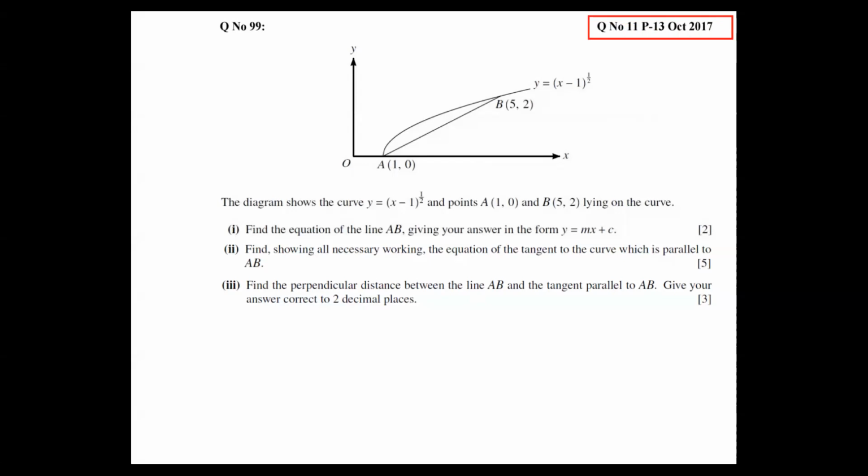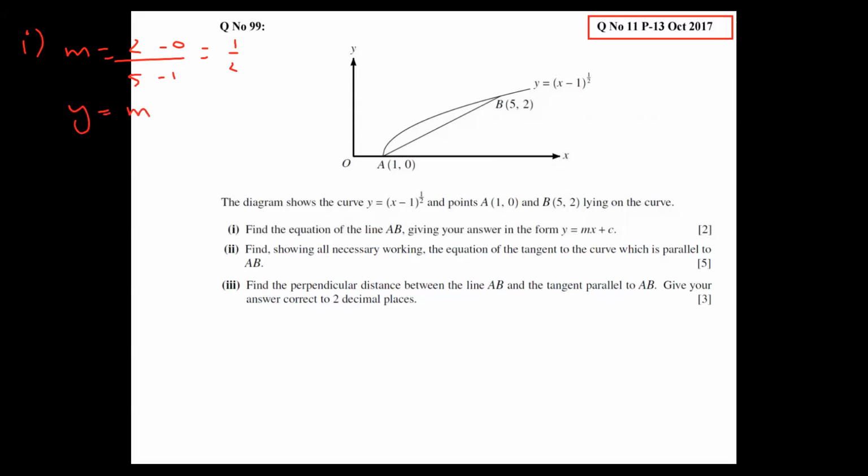First of all, we have a given curve. You can see a curve equation given and a line joining AB, and we are asked to find the equation of line AB. The first part is very simple, number one, part I. First of all, find the gradient: y2 minus y1 over x2 minus x1. So the answer becomes half. So half is the gradient, but c is not given, so we'll find it.